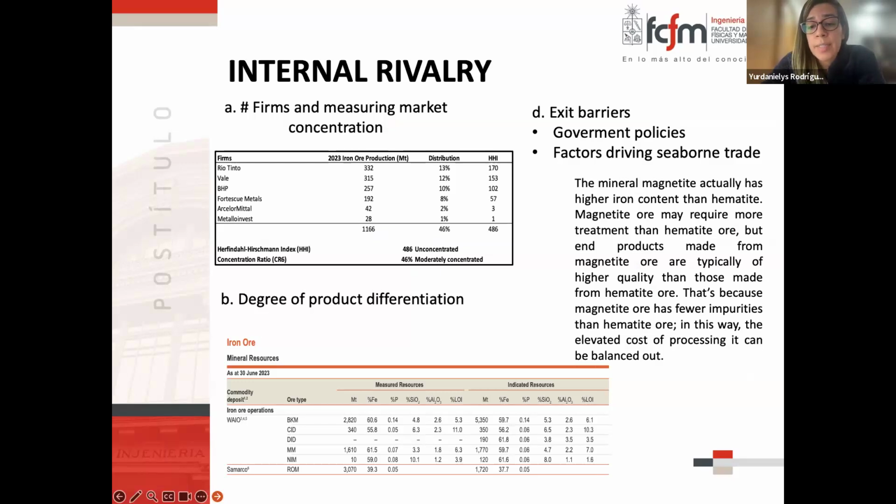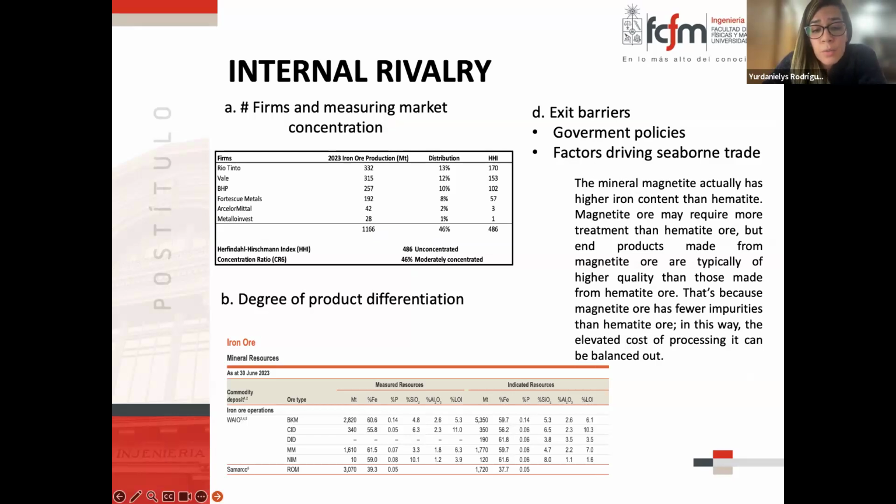In this case, the threats are related to the number of firms and measuring market concentration. As mentioned before, the main iron producing firms are Vale, Rio Tinto, and BHP. According to that, the concentration ratio is 46%, which represents a moderately concentrated market.